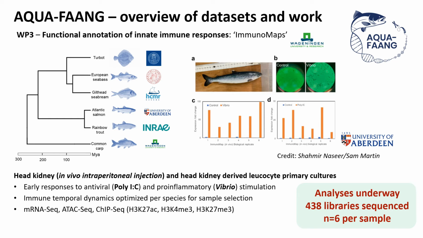The samples are from head kidney, which is the primary lymphoid tissue, or from leukocyte primary cultures that have been taken from head kidney, and the samples have been selected on the basis of marker genes across a time course post-stimulation, which has led to an effort to standardize across the species. And this sampling has been largely completed, and the functional annotation work is advancing fast, and as you'll see, more than 400 libraries have been sequenced to date.